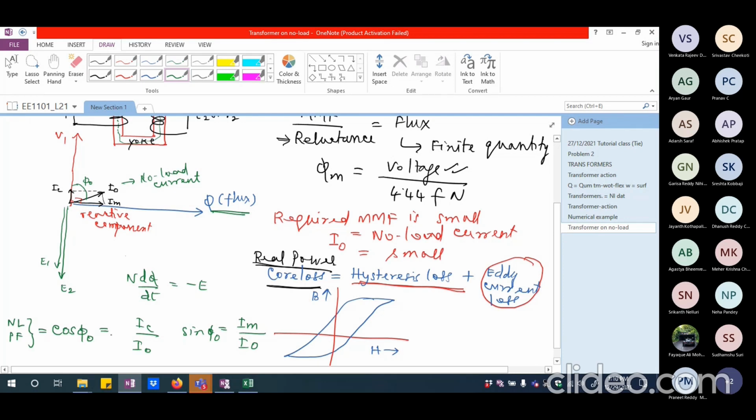Okay. Any questions on this? Any questions? Do you understand the no load condition of the transformer? Any questions?